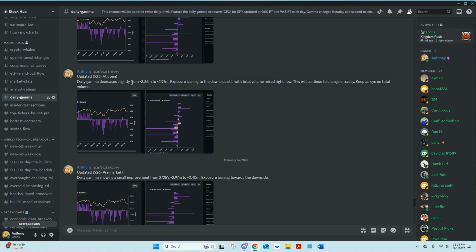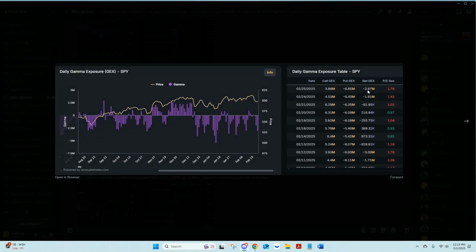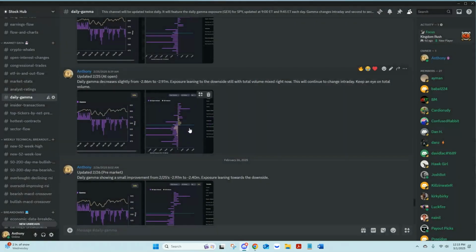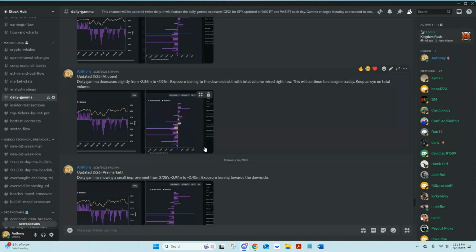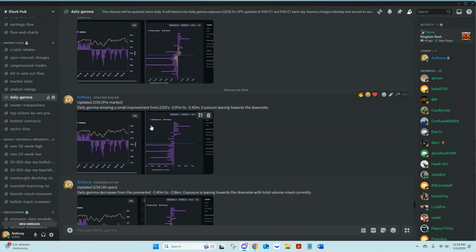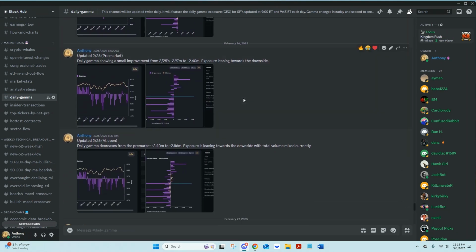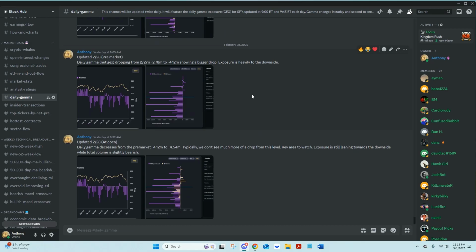At open, you can see we had another decrease there. So that net GEX decreased again, and the exposure here is bearish, and we're starting to see some of that total volume be bearish as well. So again, you're seeing two declines. You can see where that's happening there. And I don't want to spend 1,000 hours on this. I just want to get to the end here, and you'll be able to get a better view.